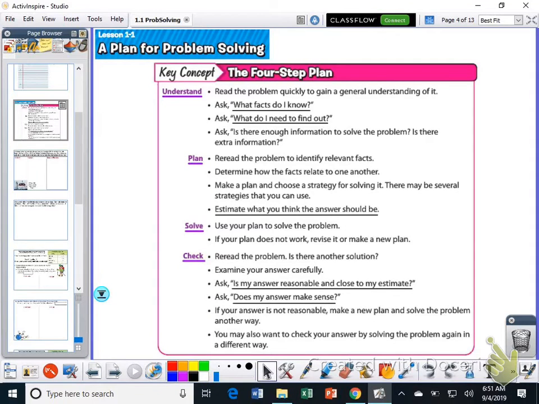So lesson 1-1 is basically a problem solving plan. It's just to learn how to problem solve, how to go through when you have a word problem, to understand what the question is asking. So what facts do you know? Ask yourself, what do you need to find out? So just kind of getting an idea of what the question is.